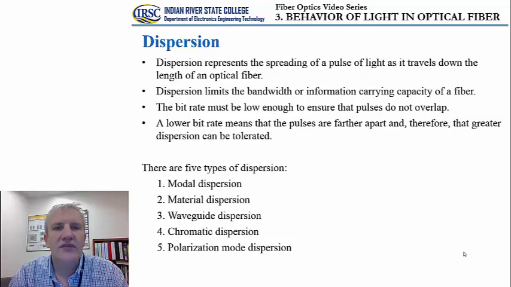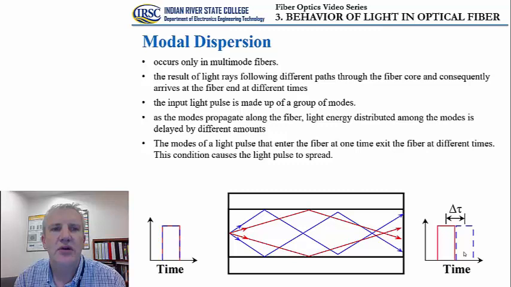We can describe a few different types of dispersion. There's so-called modal dispersion, material dispersion, waveguide dispersion, chromatic dispersion, and finally polarization mode dispersion. Let's talk a little bit more in detail about the modal dispersion. Modal dispersion occurs only in multimode fibers, and it is the result of light rays following different paths in the fiber core and consequently arriving at the fiber end at different times.